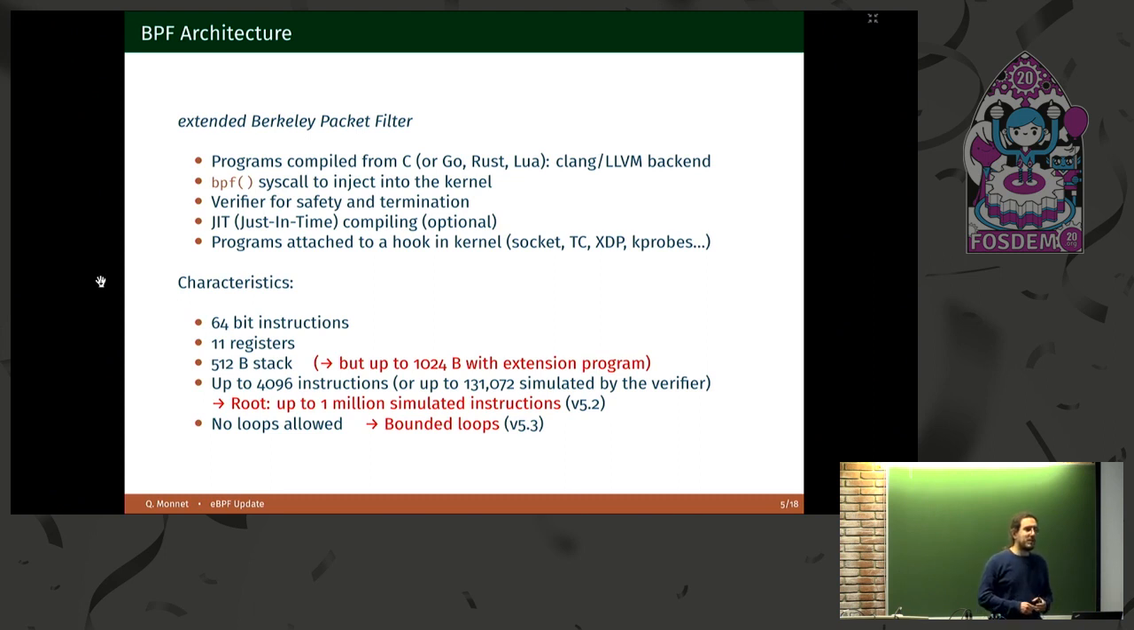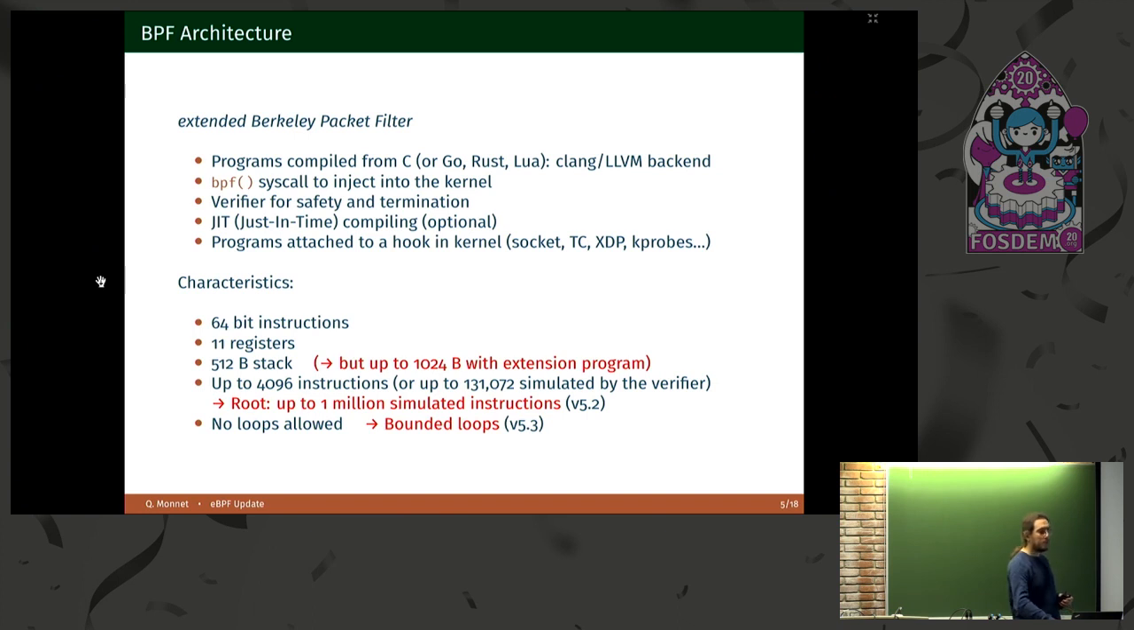We don't have the same limitation as before in terms of the number of instructions in a program. So you could have only 4K instructions. Now you have up to 1 million instructions. It's not really that I can have any program doing 1 million instructions. It's the number of instructions that will be validated by the verifier. So the verifier emulates all the execution paths of the program, and it can check up to 1 million instructions, and that went up from 130,000 or so a few years ago, I don't remember.